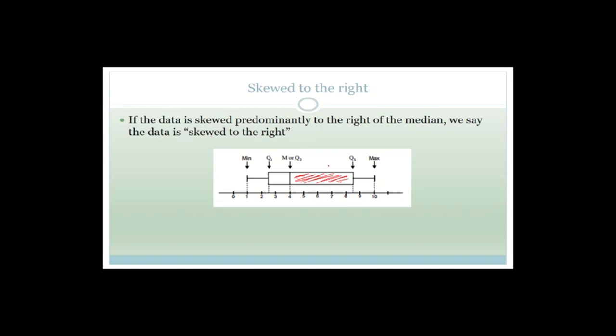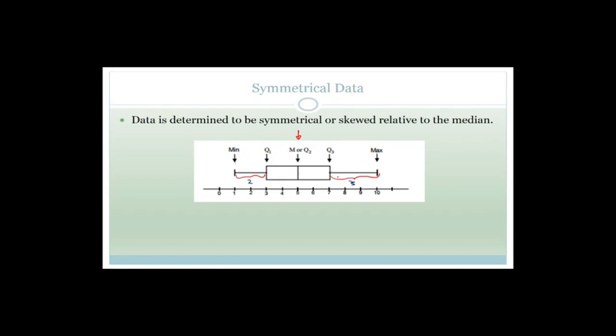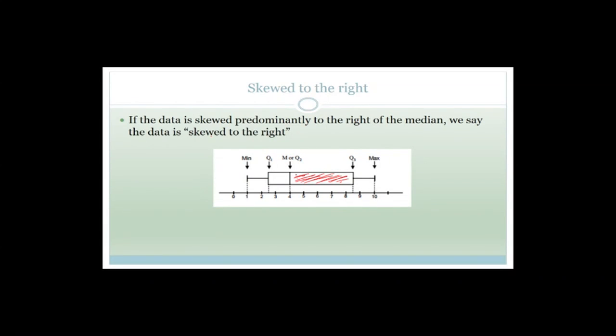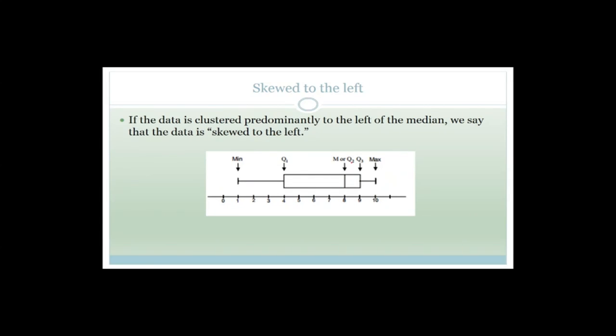In this one, even though this is 2 and this is 3, we would say that it's basically symmetrical, because this here is a difference of 2 and this here is a difference of 2. So therefore, we can say that this data is symmetrical about the median. Whereas over here, you can see that most of the data is found on the right of the median, and therefore we say the data is skewed to the right. Similarly, if most of the data is on the left-hand side of the median, then we say the data is skewed to the left. And again, it's got nothing to do with the whiskers. The whiskers are just giving you the outliers.